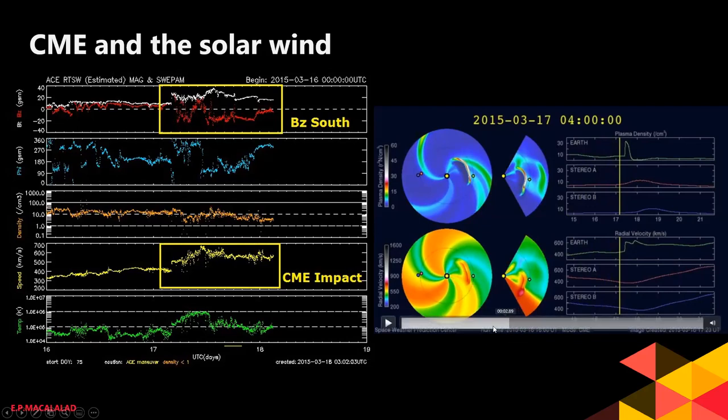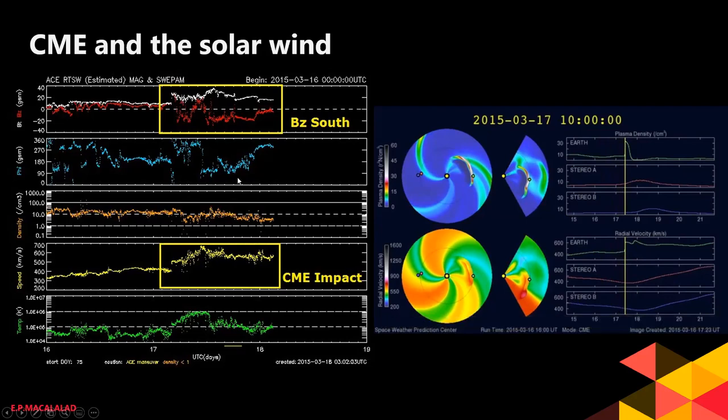You will notice here that by this prediction, this is actually a prediction, a model, that it will definitely hit at around 17 and a half UT. So a few minutes later than this one, but definitely just after March 17, it actually hit the Earth.